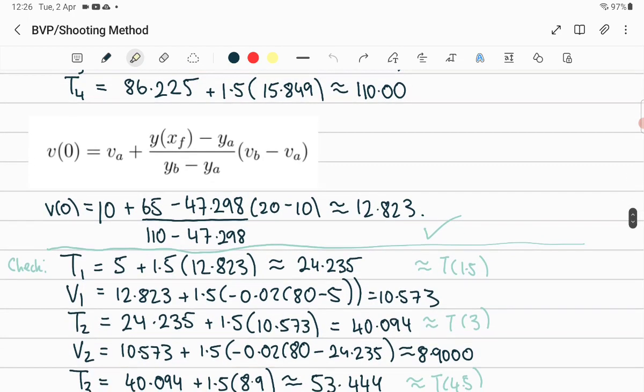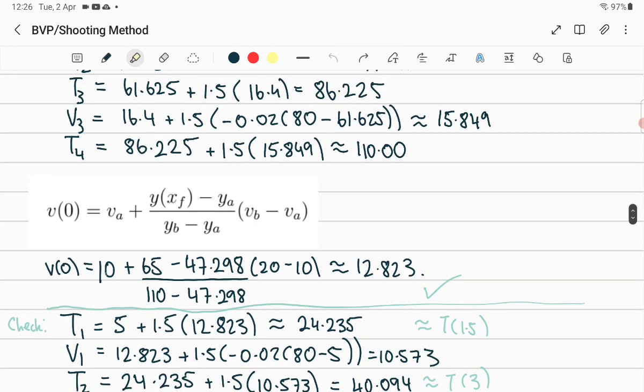And now we come in and do our formula. So our first slope was 10. What we're trying to hit was 65. YA was our first shot, that was the undershoot, that's there and there. YB was our second shot, that's the 110, that's there. And then the second slope minus the first slope, and we get 12.823. And in terms of the question that was asked, that's us done.